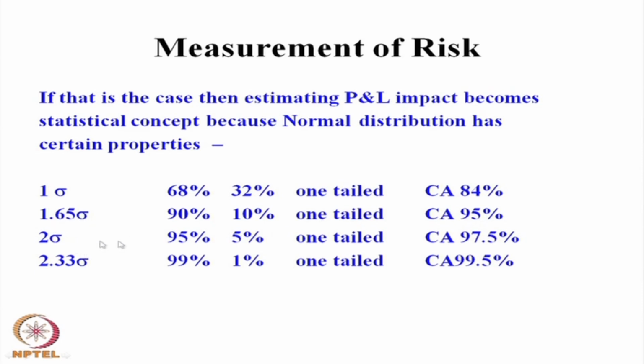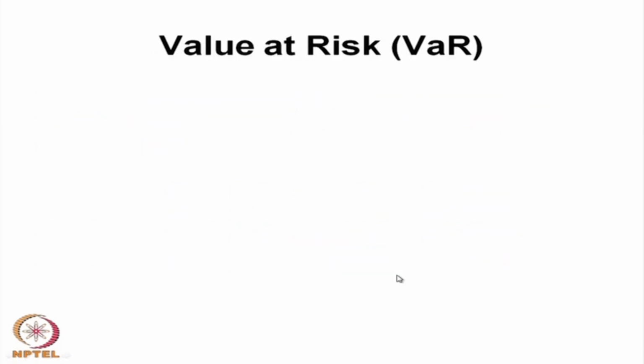Similarly, 2 standard deviation covers 95%, and the one-tail covered area is 97.78%. Similarly, for 2.33 standard deviation we are sure, the one-tail covered area is 99.5%. We discussed the calculation process of volatility, the conversion of daily volatility into a period volatility, and then the confidence interval.